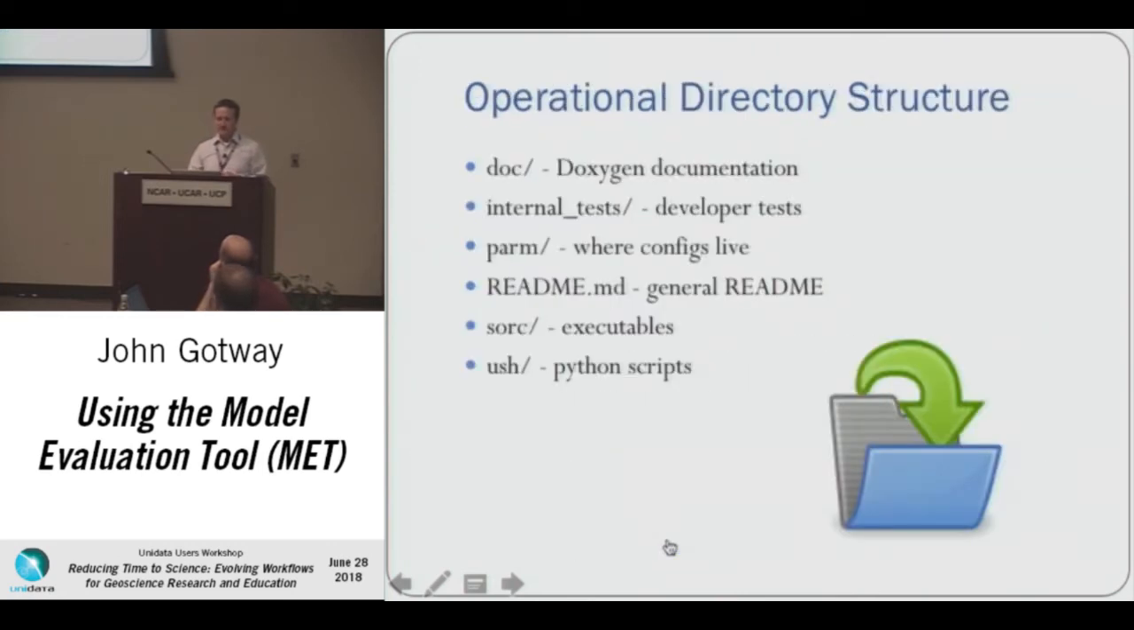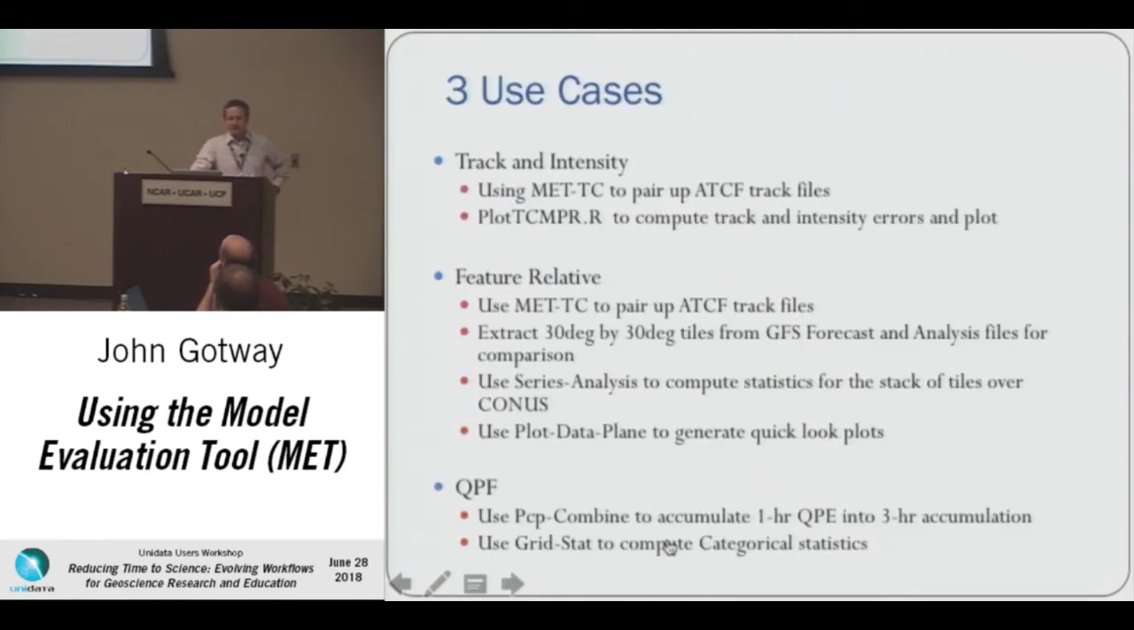Okay, directory structure. This was imposed basically by running on WCOSS operationally. Here's three use cases that are well documented or well tested. Track and intensity, so basically doing tropical cyclone verification. This feature relative use case I've already discussed, and the QPF use case of using GridStat to verify precip forecast.